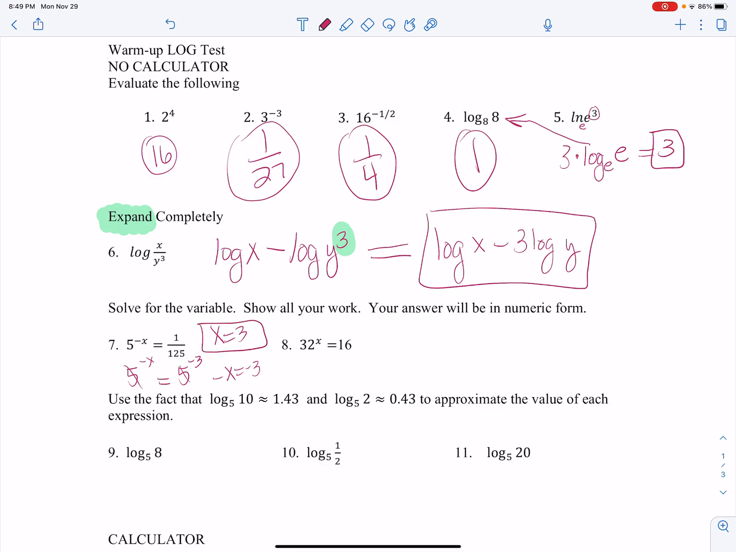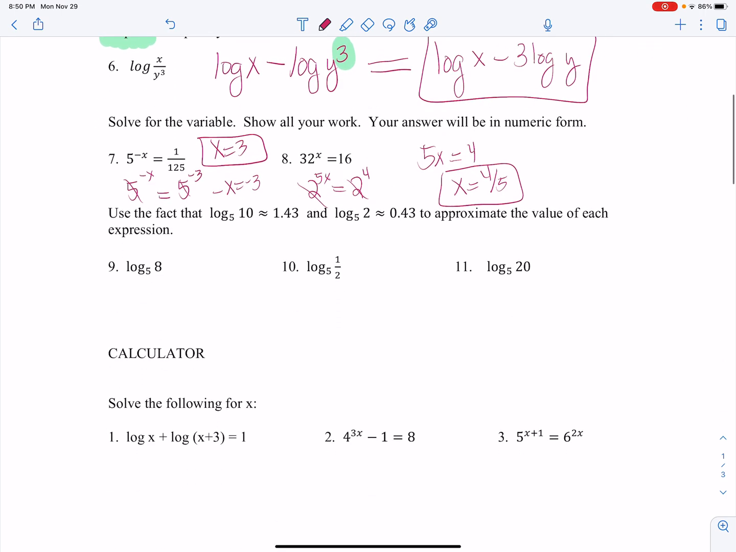Okay. On the next part, I would rewrite it with a common base. So this would be 2 to the 5th, and this would be 2 to the 4th. So those would cancel, and you'd get 5x equals 4. So my answer is 4/5.